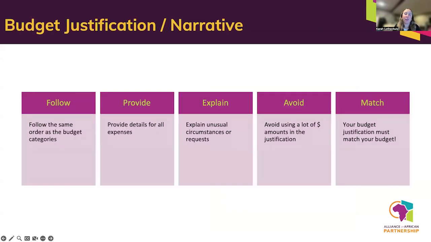So for the budget justification and narrative, make sure to follow the same order as the budget categories. This will be listed as the same line items, all in the same order. Provide details for all expenses. Make sure to explain any unusual circumstances or requests in the budget narrative. And then also avoid using a lot of dollar amounts in the justification. Make sure to include any calculations in the budget itself just to see where the amounts are coming from. And then make sure your budget justification matches your budget, mostly in the same order and the total amounts.